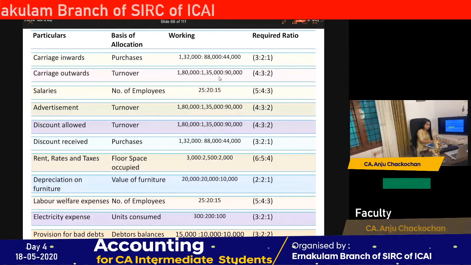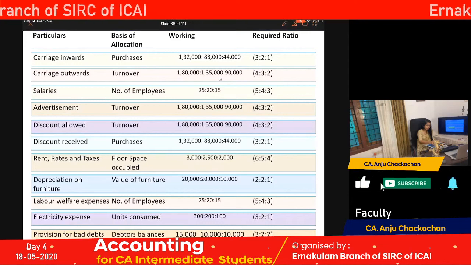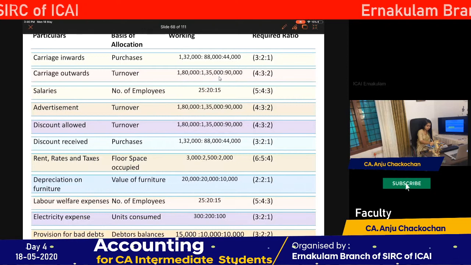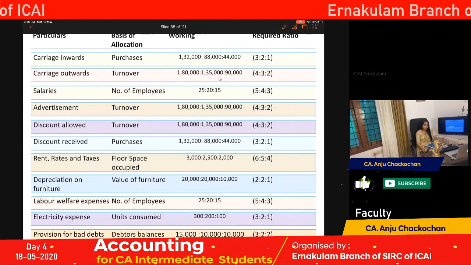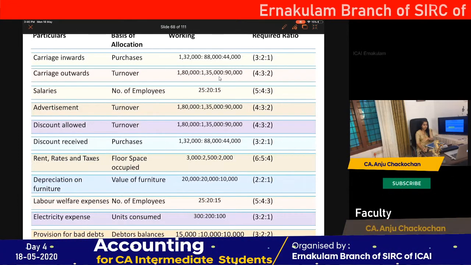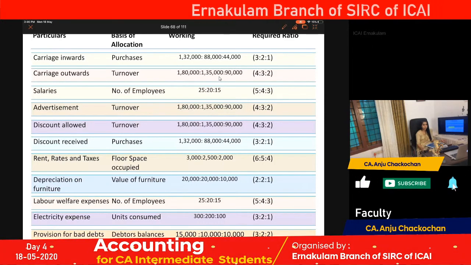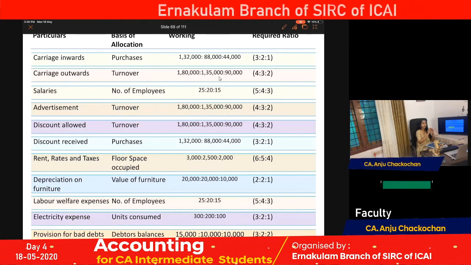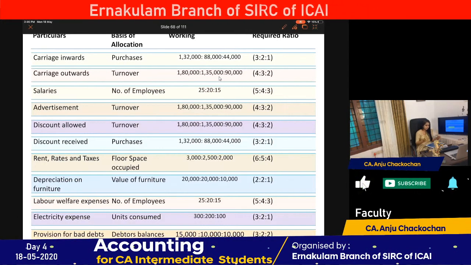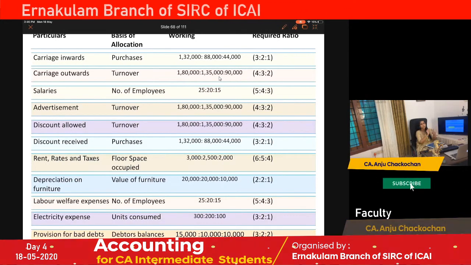So carriage inwards, you will be allocating it on the basis of purchases, and the purchase figures are given to you straight. For department P, it is 1,32,000. For Q, it is 88,000, and for S, it is 44,000. So you get the ratio as 3:2:1. This is the second working note wherein we are allocating the common expenses, because once this part is done, it becomes very easy just to divide the common expenses.